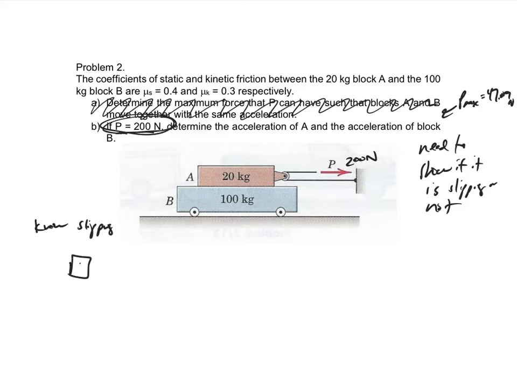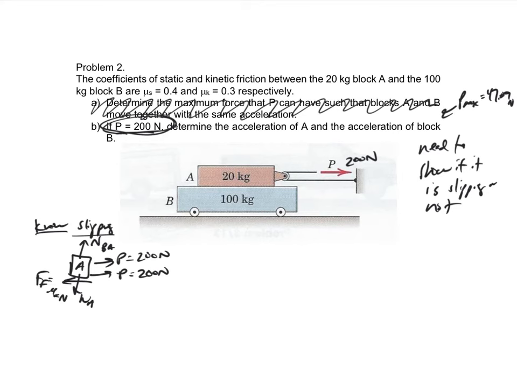So looking at A, I've got the weight of A acting down. I've got the normal force of B pushing up on A. I've got 2 P's. Both of those are 200 newtons. And I've got the force of friction right there, which I do know is what? Well, I know that it is slipping, so I know that the force of friction is mu K times N.